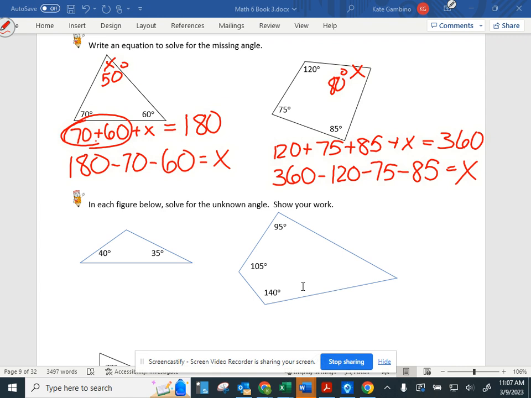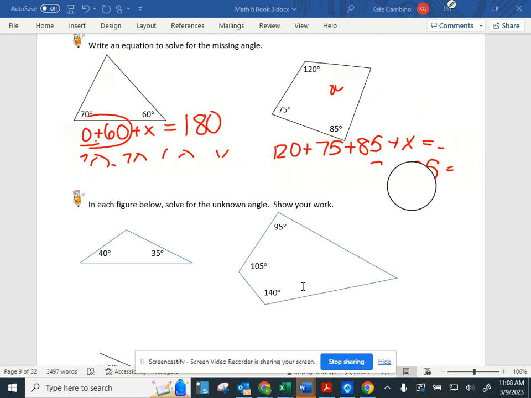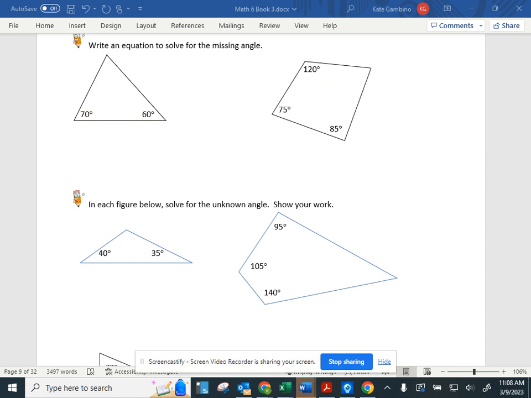So should we check our answers? Yes. Luciana, what was your question? How do you know whether it's 180 or 360? Good question. How do we know if it's 180 degrees or 360 degrees? Amelia? How do you know if it's 180 degrees if it has 3 sides, and if it's 360 if it has 4 sides?